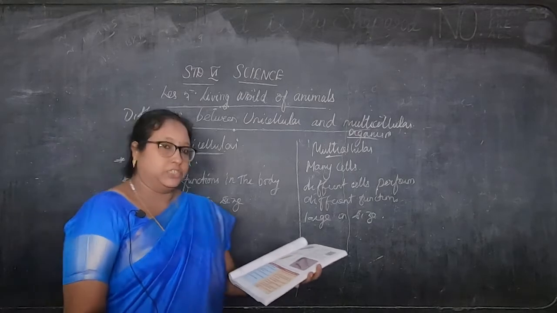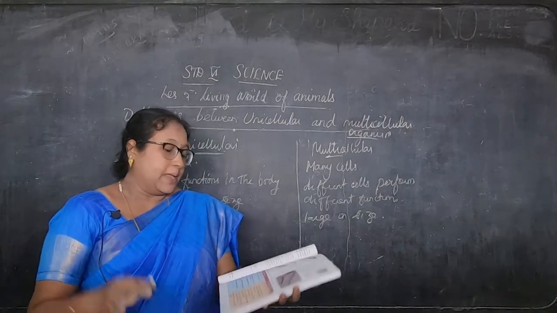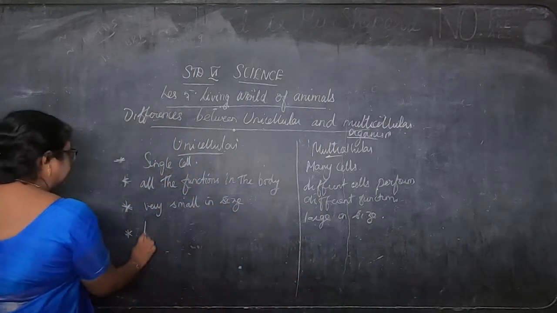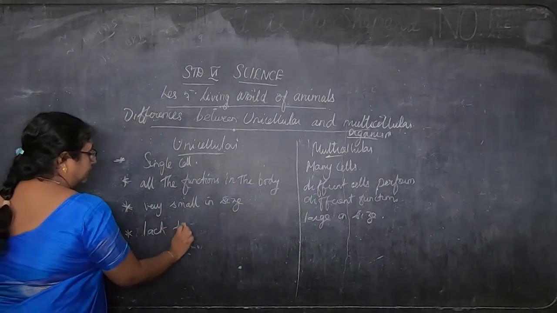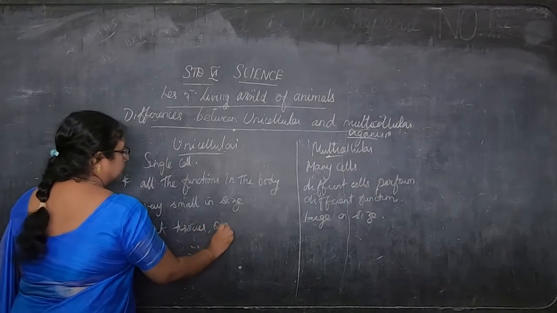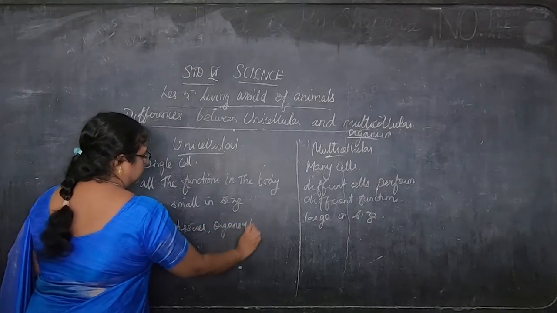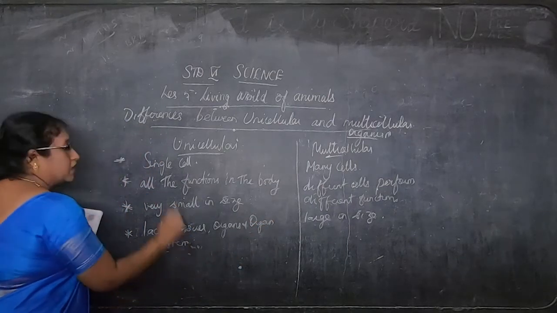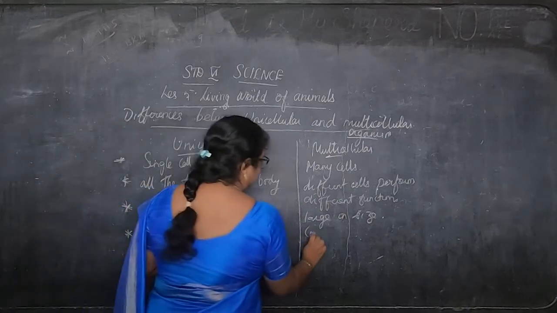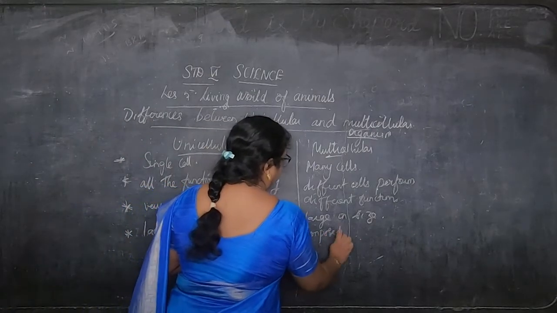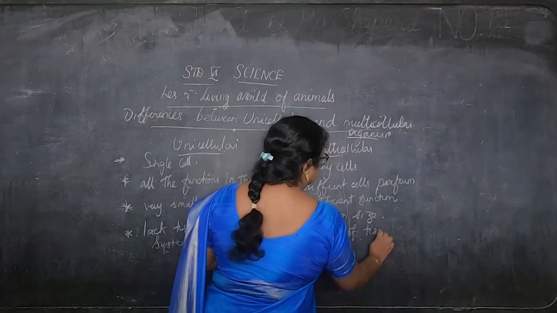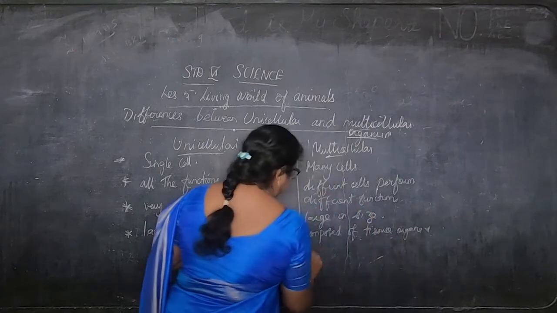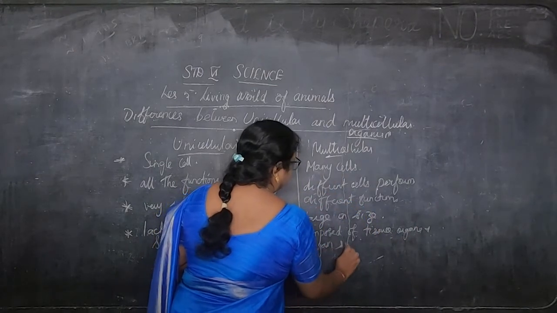Next is that they lack tissues, organs and organ systems. Lack means they don't have. They do not have tissues, organs and organ systems. But the multicellular are composed of tissues, organs and organ systems. Okay, so do you understand, children?